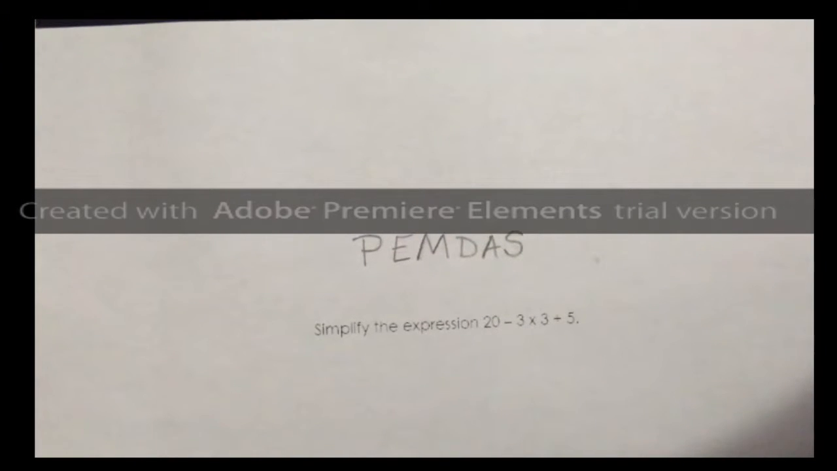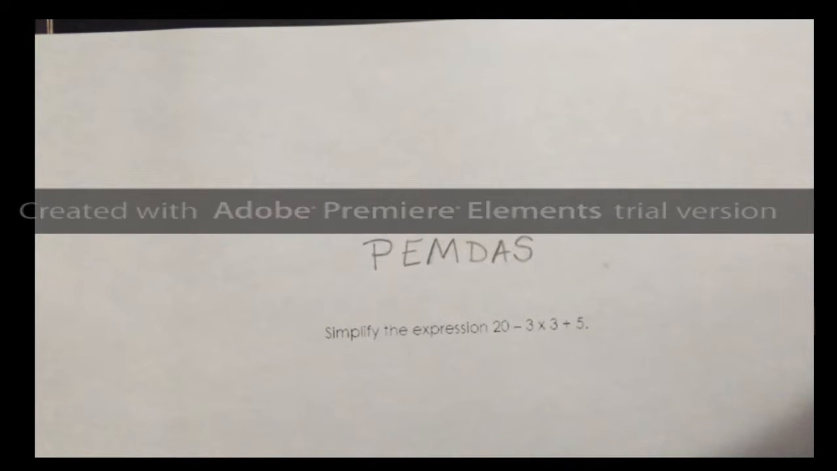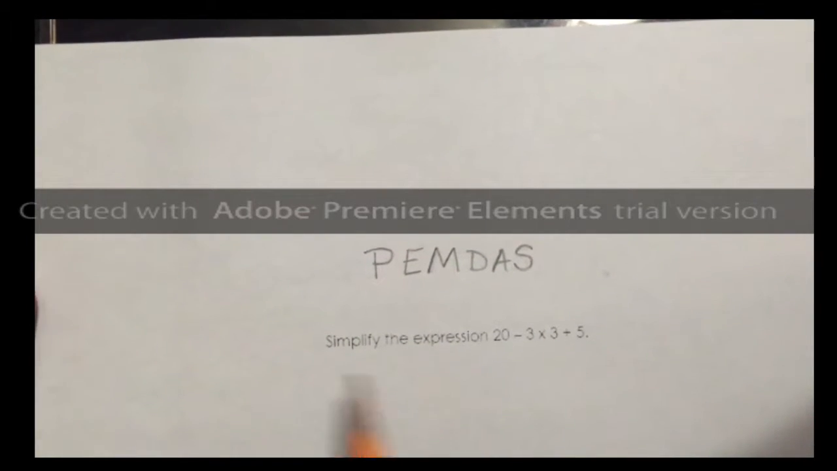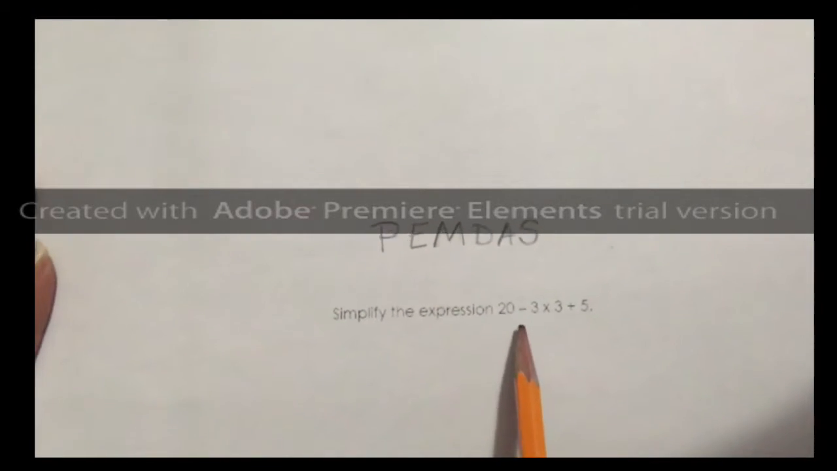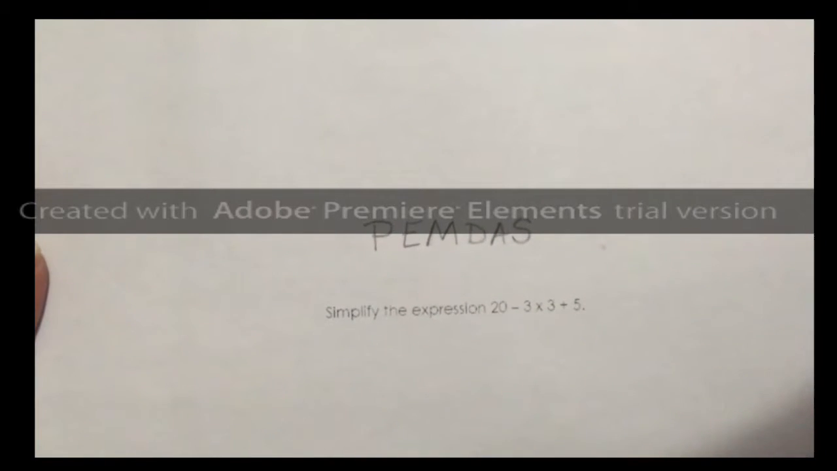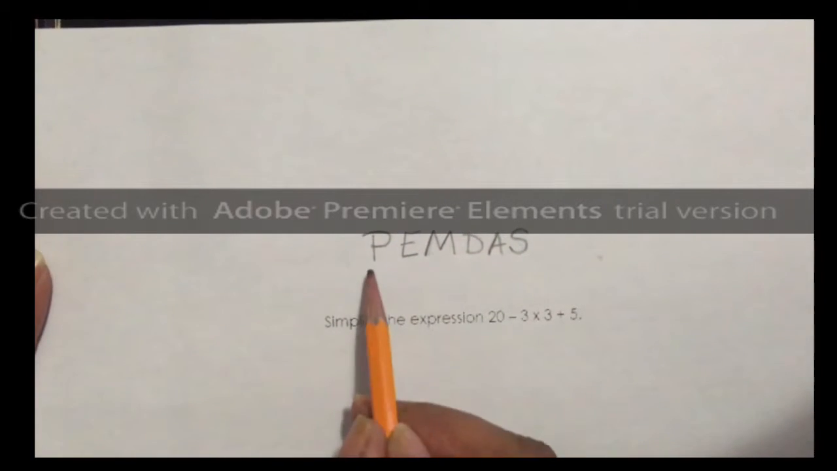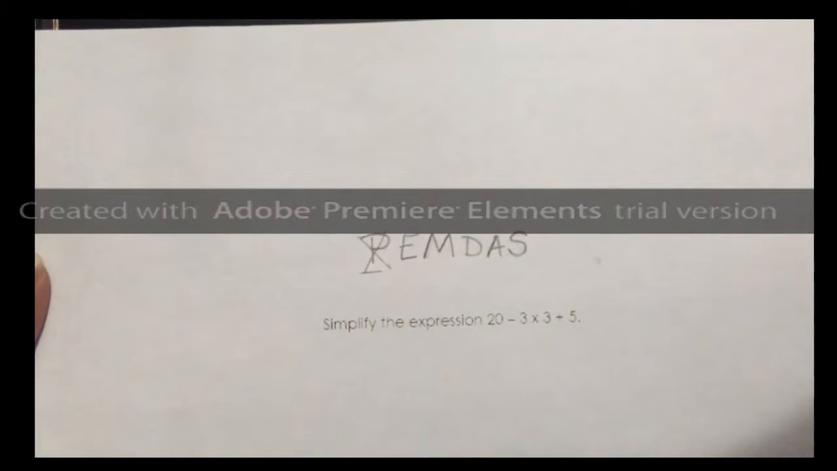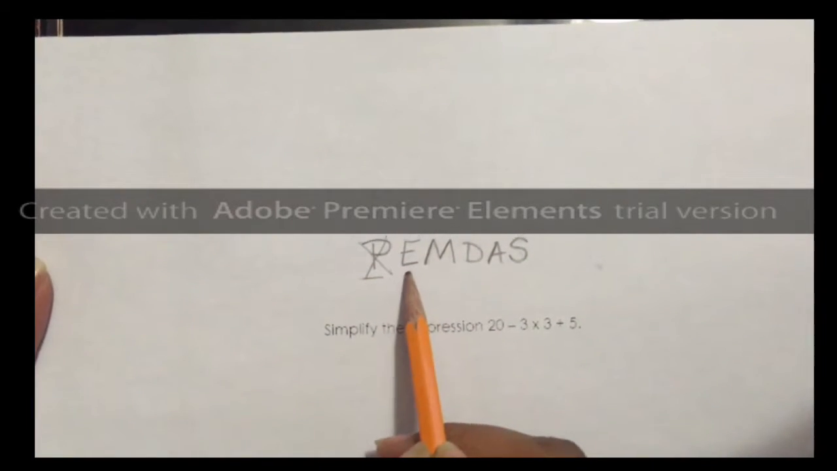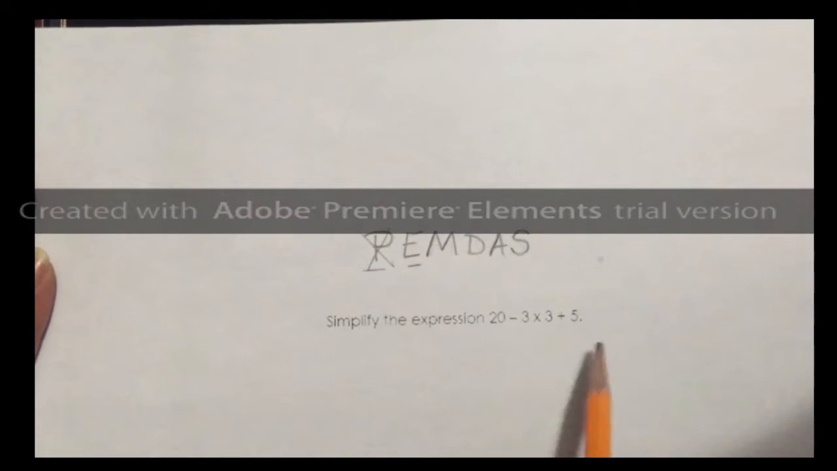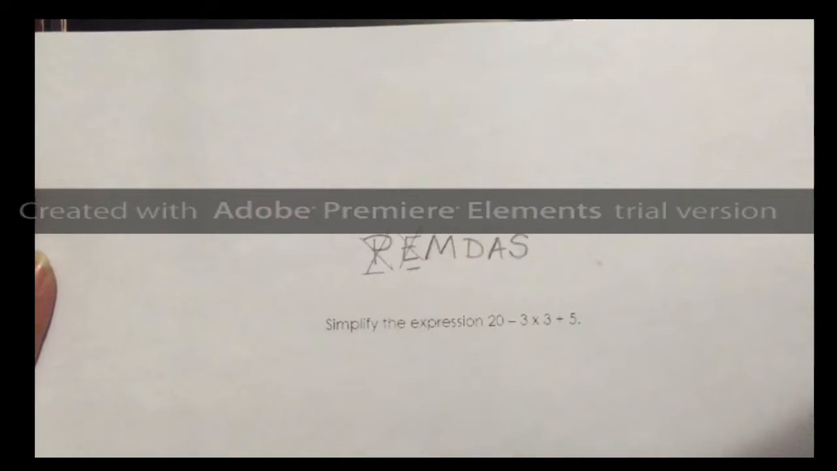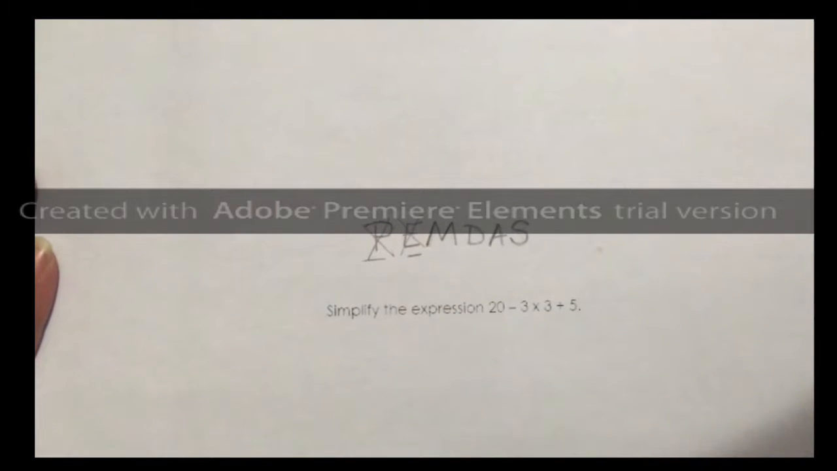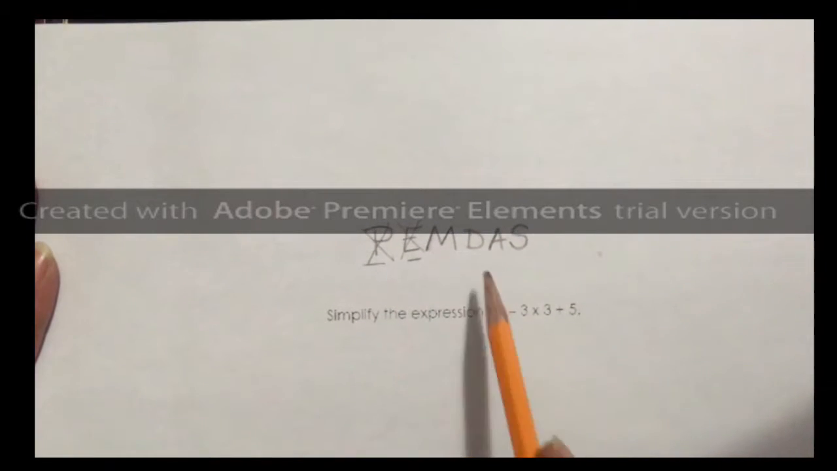Now let's use PEMDAS to solve an expression. Simplify the expression: 20 minus 3 times 3 plus 5. If we think about PEMDAS, we know we need to first look for parentheses. There are no parentheses. We need to look for exponents next. There are no exponents in this expression. So we'll begin by multiplying and dividing.